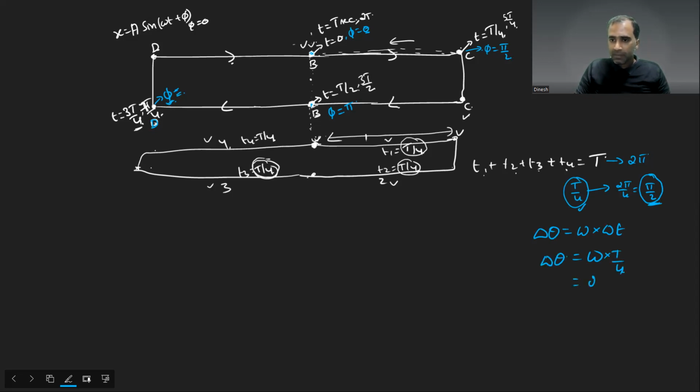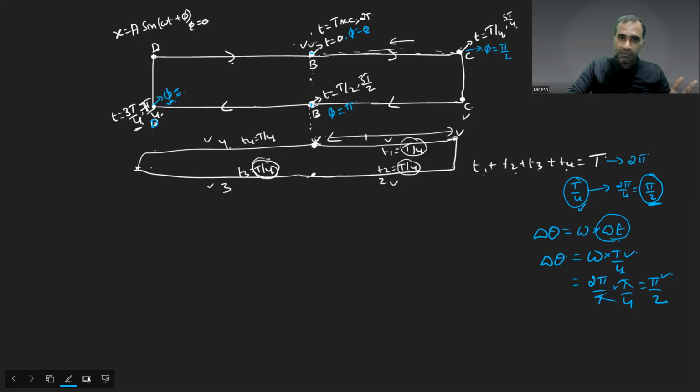So omega, we can replace it with 2 pi by T, because there is T here, we can cancel that. You can calculate it like this also. Time difference of T by 4 corresponds to phase difference of pi by 2. That way also we can calculate. Yes, sir. Okay. So phase difference between B and D points is pi by 2.